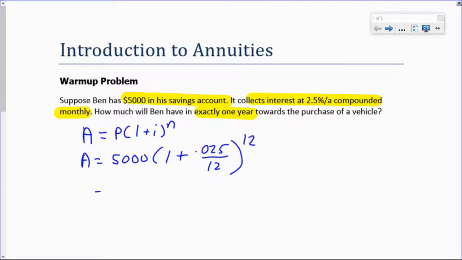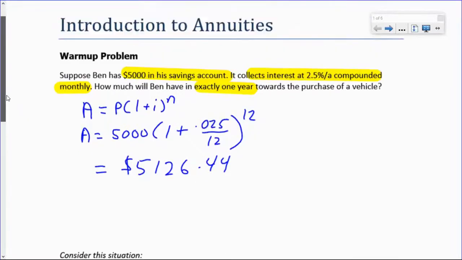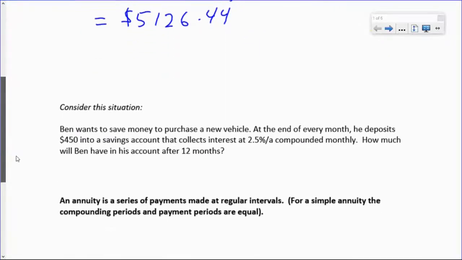If you plug that into a calculator, you should get $5,126.44. So at the end of the year, Ben's $5,000 has turned into $5,126.44 because he's collected some interest, $126.44. Okay, let's move on to the new situation.